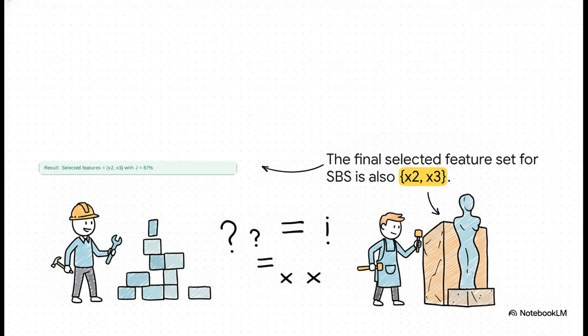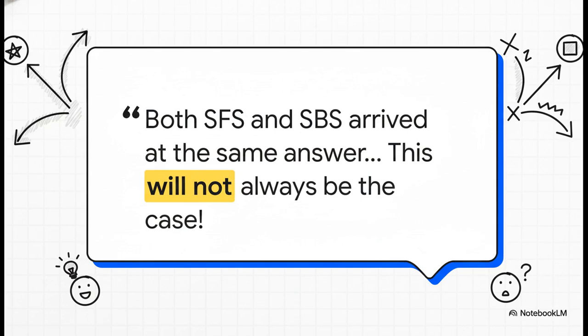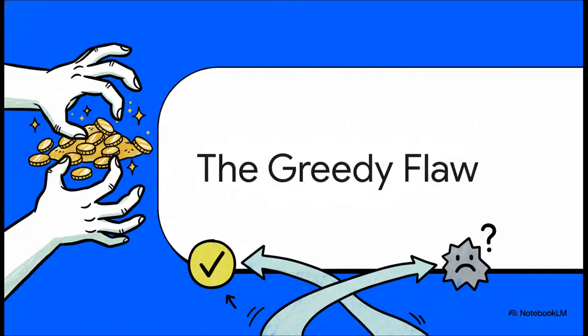Well, not so fast. This right here, this quote from the source material is everything. In our little example, they just happened to agree, but that was a happy coincidence. The source is warning us very clearly that this will not always happen, and that is the crucial twist we need to understand. So, this gets us to the heart of it.